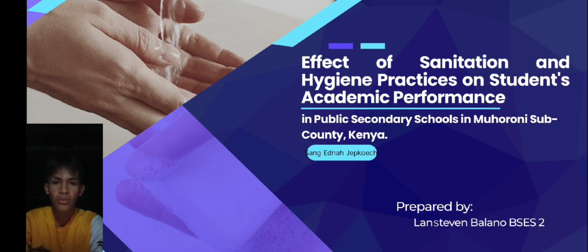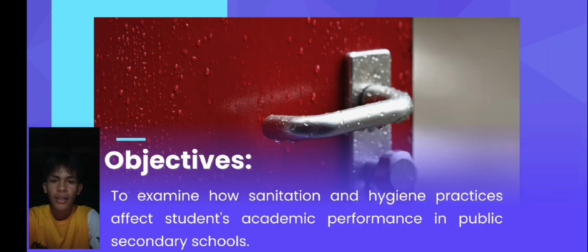Understanding the relationship between the two variables is important because the learning environment can directly or indirectly influence a student's ability to focus, stay healthy, and succeed academically. And let's move on to the objectives. To examine how sanitation and hygiene practices affect student academic performance in public secondary schools.